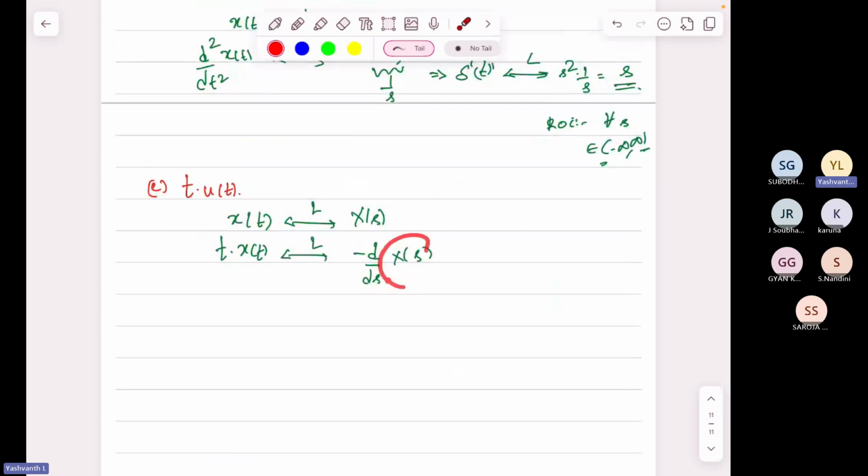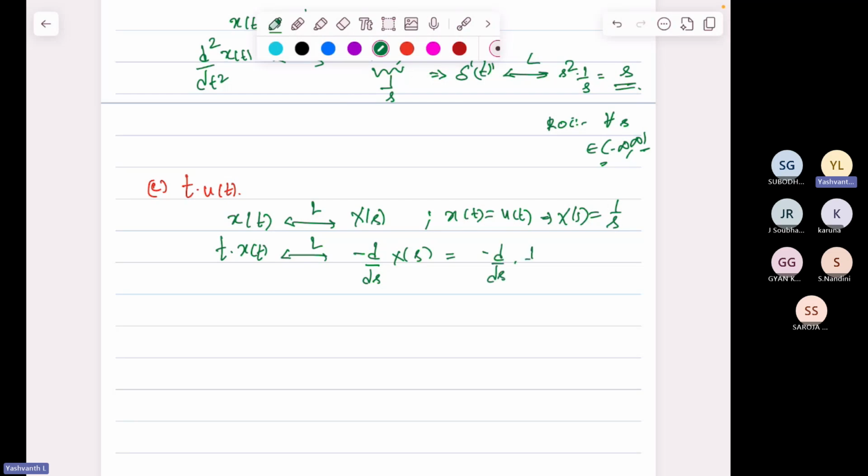Okay, and what is X(s)? We know that x(t) is equal to u(t). Therefore, X(s) will be equal to 1 by s. That means what is this? Minus d/ds of 1 by s, which is equal to 1 by s square. And again, the ROC is real part of s greater than 0.